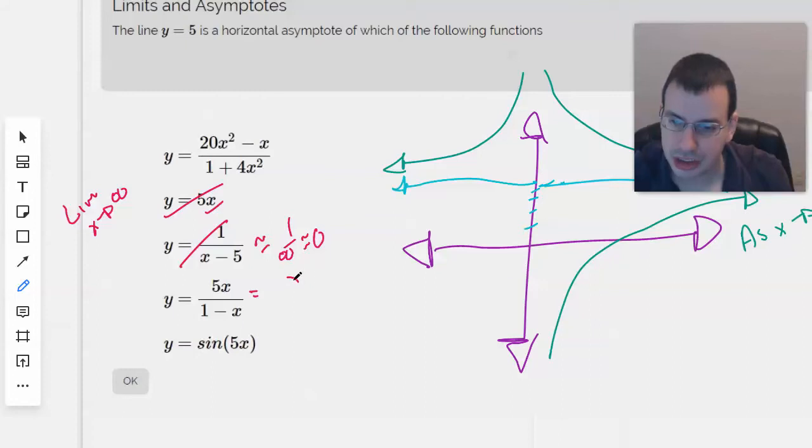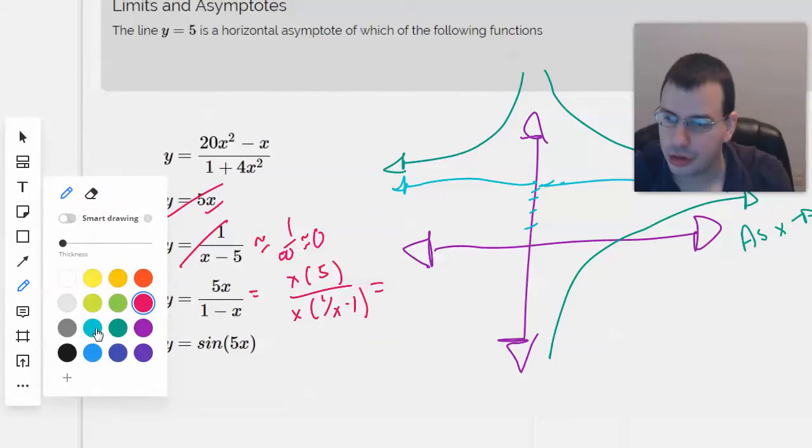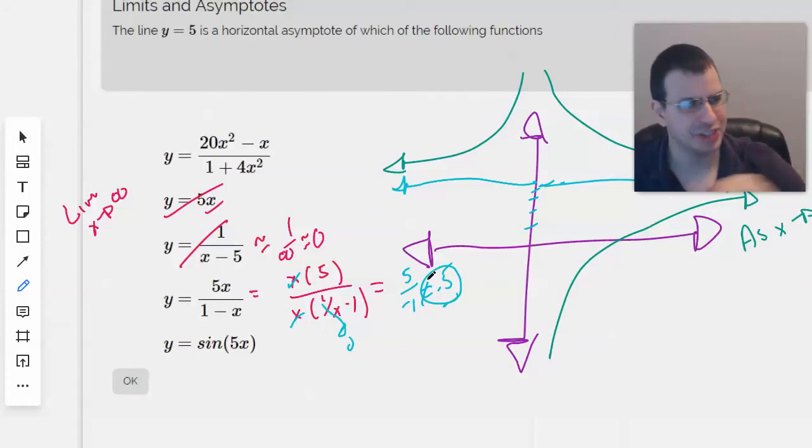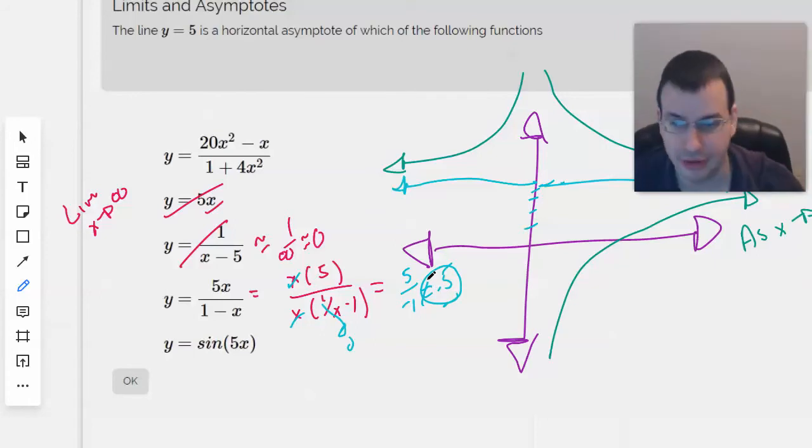So what you do is you factor out the x. You have 1 over x minus 1. So what we did was just rewrote it so that we could cancel out the x. This goes to 0, and then this would be 5 over negative 1, which does not equal 5. So no, that's a horizontal asymptote at negative 5, not 5.